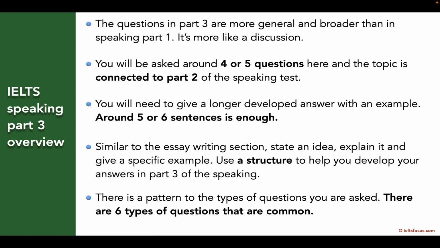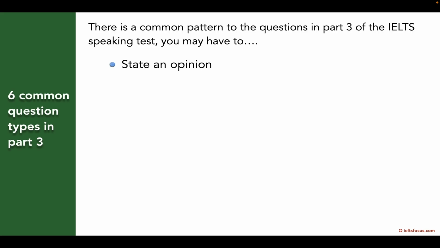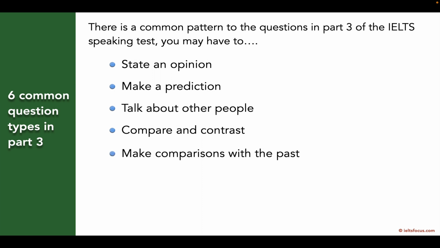And there's a pattern to the types of questions you'll get asked. There's about 6 different types of questions, such as giving your opinion, making a prediction, talking about people in society, talking about other people, comparing and contrasting, and also comparing the past and the present, and talking about cause and effect.